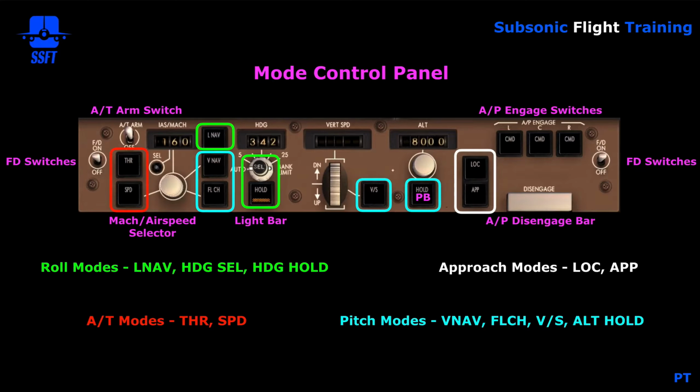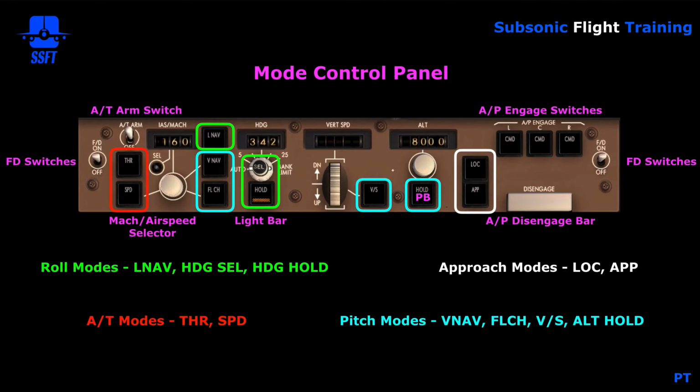In red, you can see that the autothrottle modes are thrust and speed. In green, you can see that the roll modes are LNAV, heading select, and heading hold. In blue, the pitch modes are VNAV, flight level change, vertical speed, and altitude hold. And in white, you can see that the approach modes are localizer and approach.